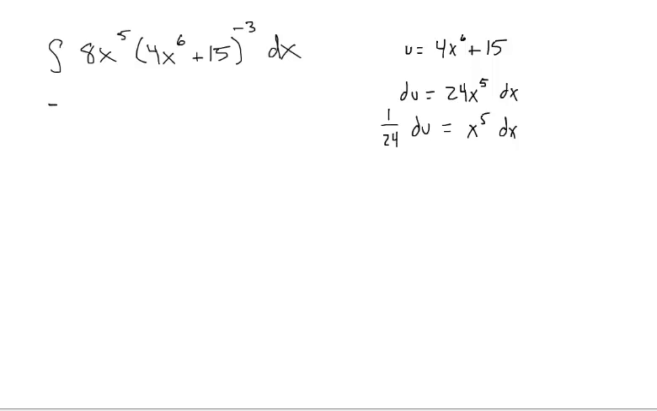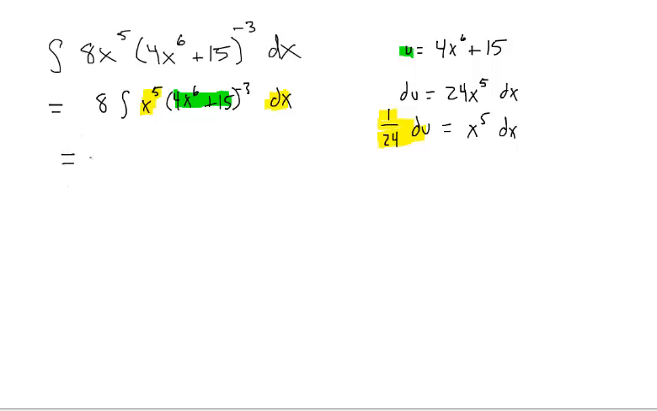And then in my problem, I'm going to move the constant to outside of the integral sign. So I have 8 times the integral of x to the fifth, (4x to the sixth plus 15) to the negative 3 dx. And now we have x to the fifth dx is equal to 1/24 du, and everything on the inside of the parentheses is equal to u. And now we want to do our substitutions.